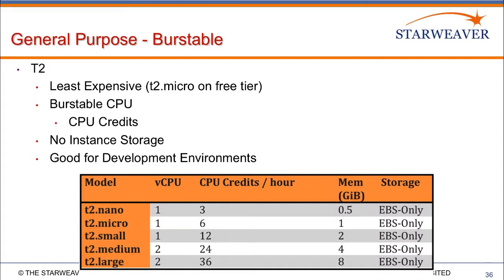You also can see in the table how much memory is given. Every time you go up a size, you get more memory on board. And then you can also see that this particular type does not have local instance storage. So it does not have instance store. Ts only have EBS volumes.